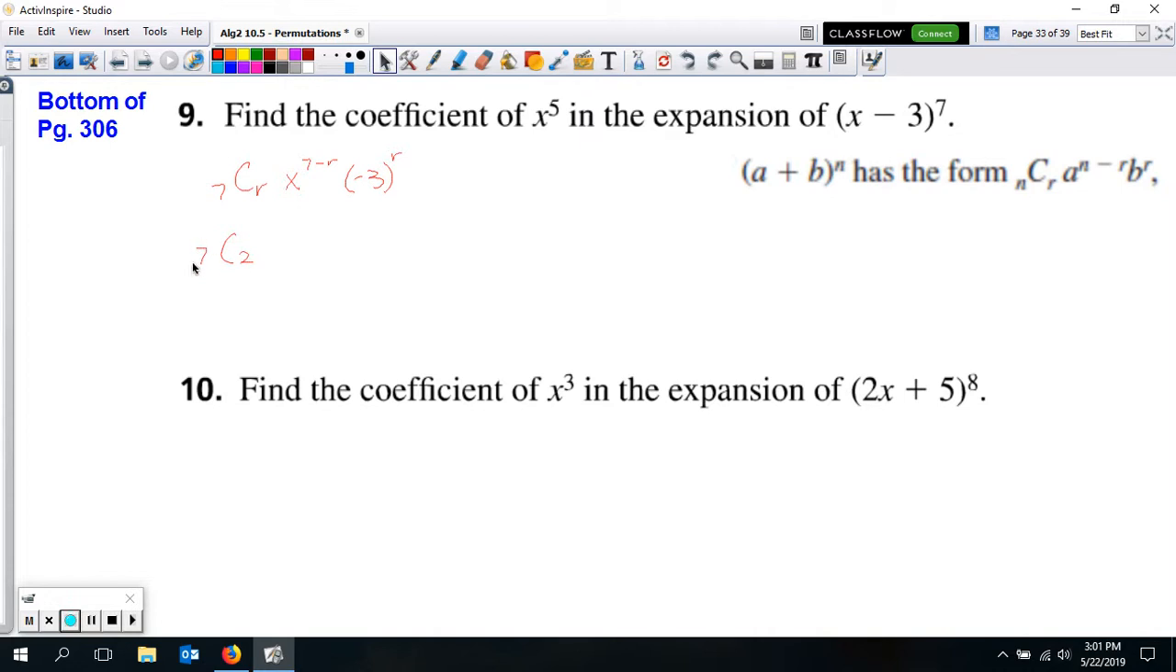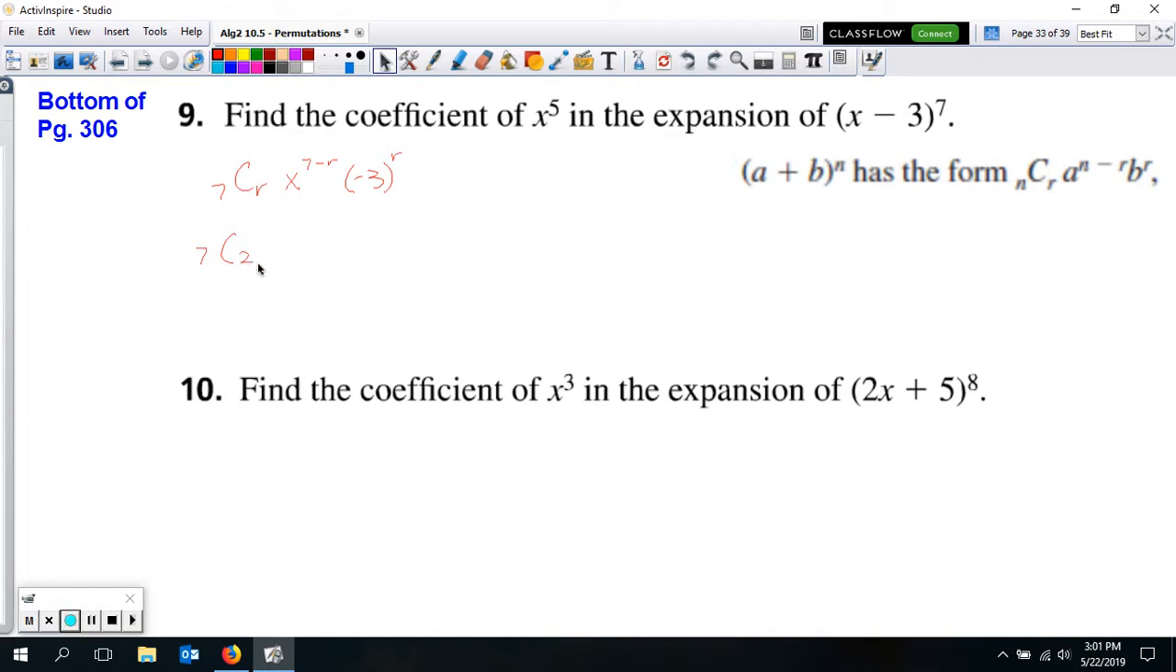So right here you can see 7 choosing 2. Okay, so we're choosing 2. It's going to be 7 minus 5, which is going to be 2. So that's what we're getting here. So our 5 here, we're going to go ahead and just subtract that to get the 2.